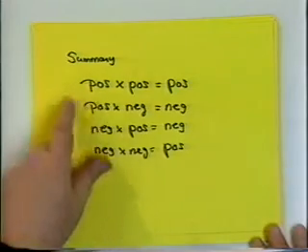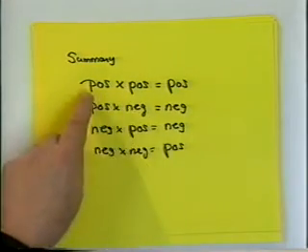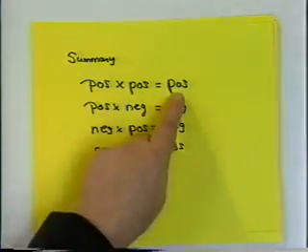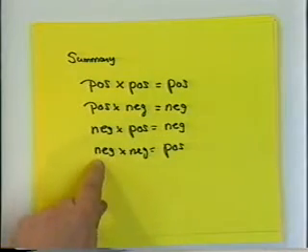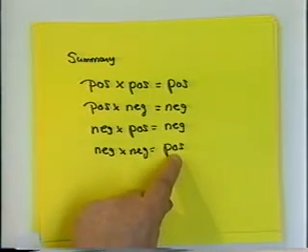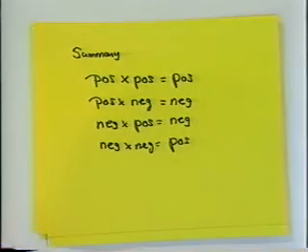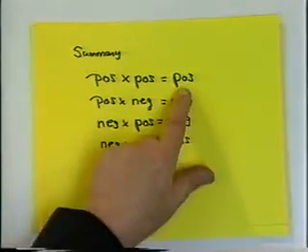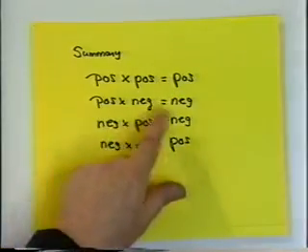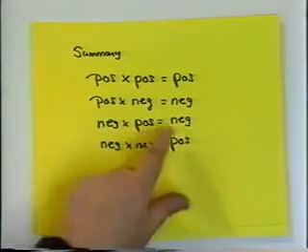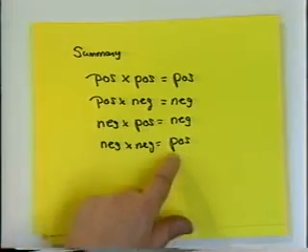When you're multiplying, we're always going to multiply the adjectives, but if the two numbers are positive, the answer is positive. If the two numbers are negative, the answer is positive. But if one is positive and the other is negative, the answer is negative, right? Positive times positive is positive. Positive times negative is negative. Negative times positive is negative. And negative times negative is positive.